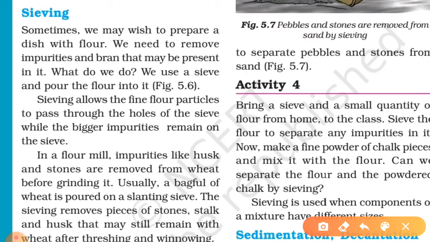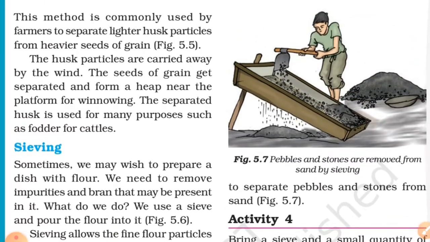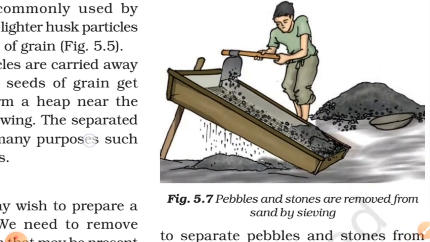When we start tilting it, the flour will get out from it, and the stone wheat will remain on it. So it is also used to separate a large quantity, and in this the size of the components should be different. It is used to separate cement also.